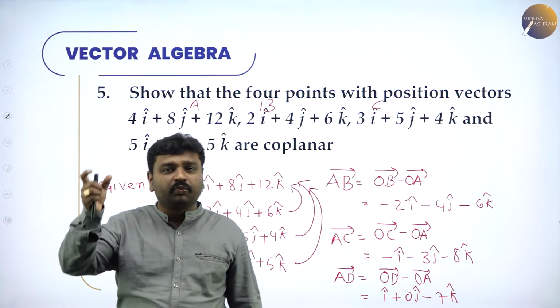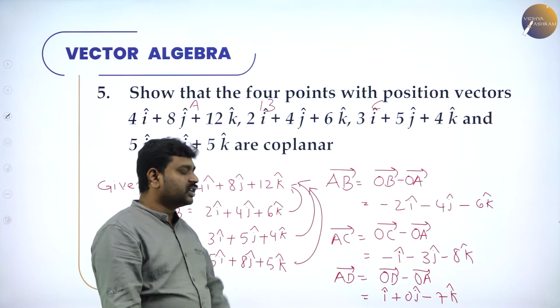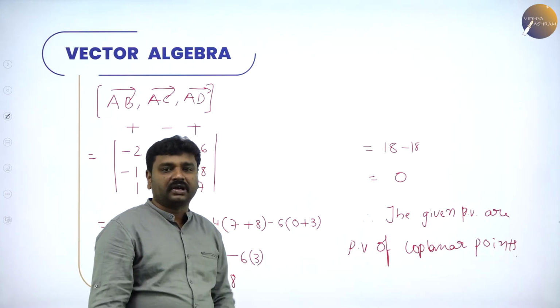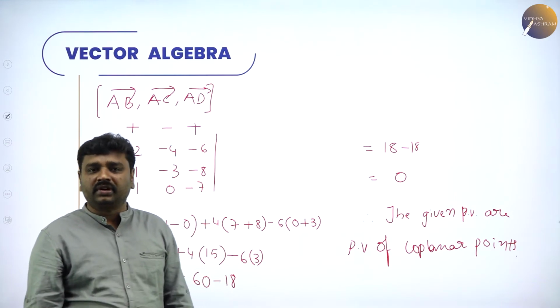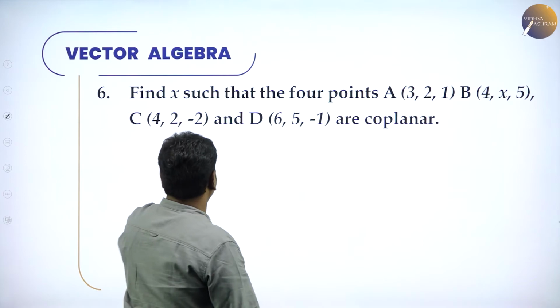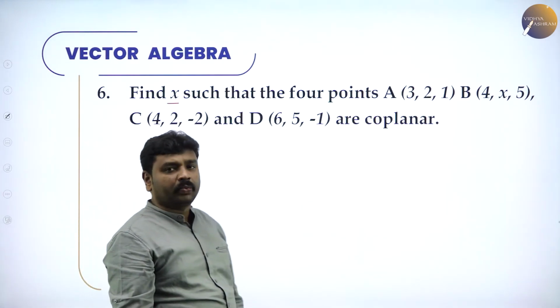In my last class I gave points, but they gave position vectors. So from position vectors, create co-initial vectors and find the box product of co-initial vectors. If you get 0, then we say they are coplanar. So I hope all of you understood this. Now find x such that the 4 points are coplanar. So they wanted to find x. They told 4 points are coplanar.